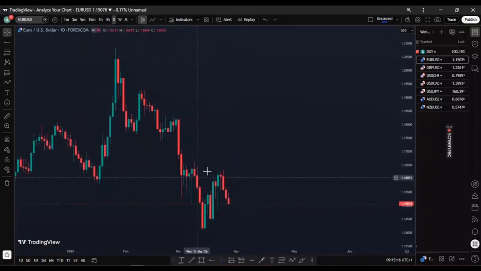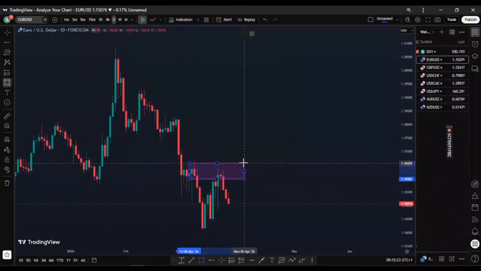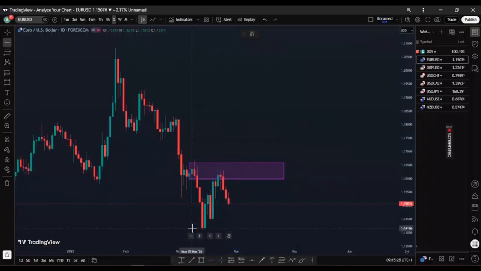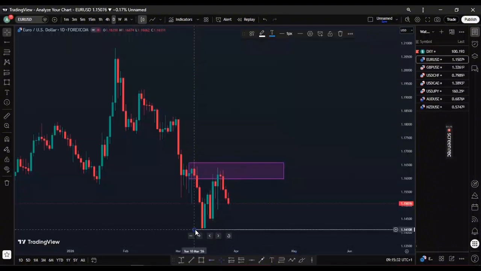So here I see price reacted from another block also. So we have price reacting from this other block, and you can see it's pushing lower. But we haven't taken out our target also. So this is our overall target for that trade, for the bearish trade.